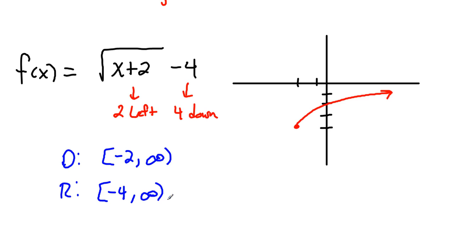So if there's any impact on your domain and range, anything on the inside is going to impact your domain. Anything on the outside is going to impact your range.